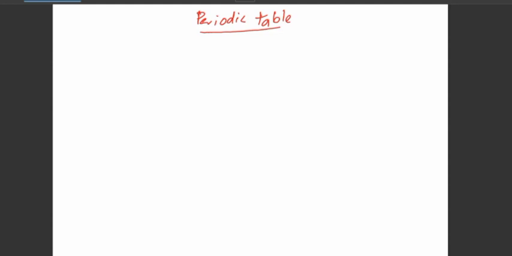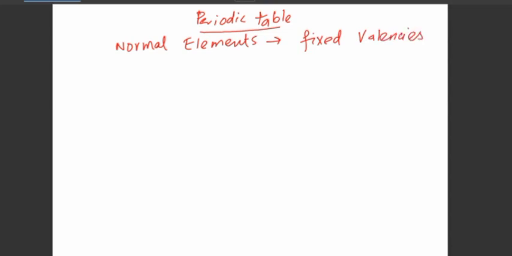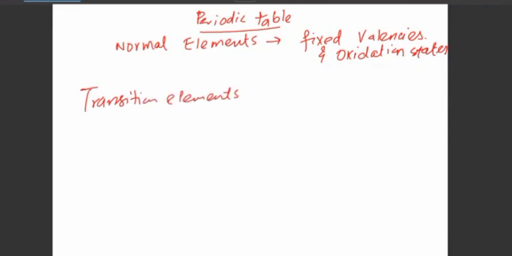It consists of two types of groups. One is called normal elements, which have almost fixed oxidation states, as you can say fixed valencies, and oxidation states. Okay, you must remember it. And the second is called transition elements. Transition elements have the issue that their oxidation states keep on changing.